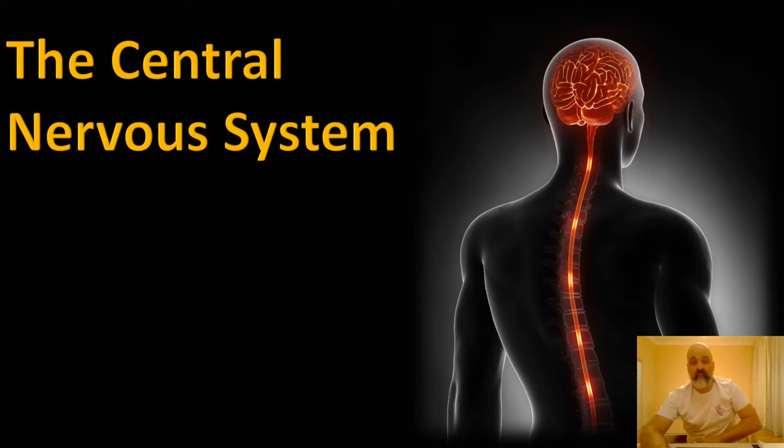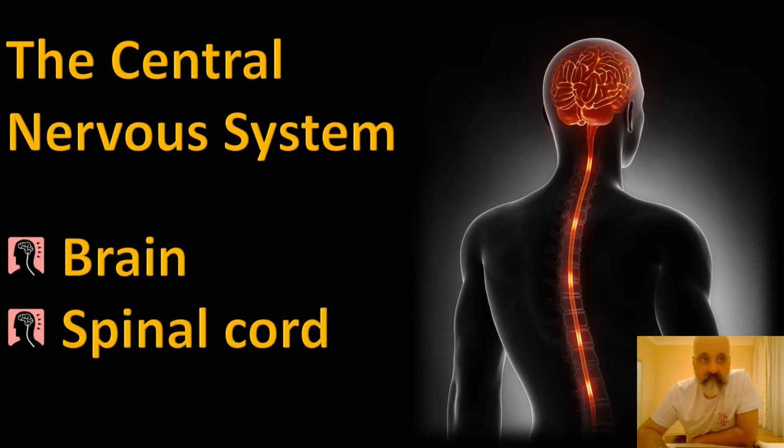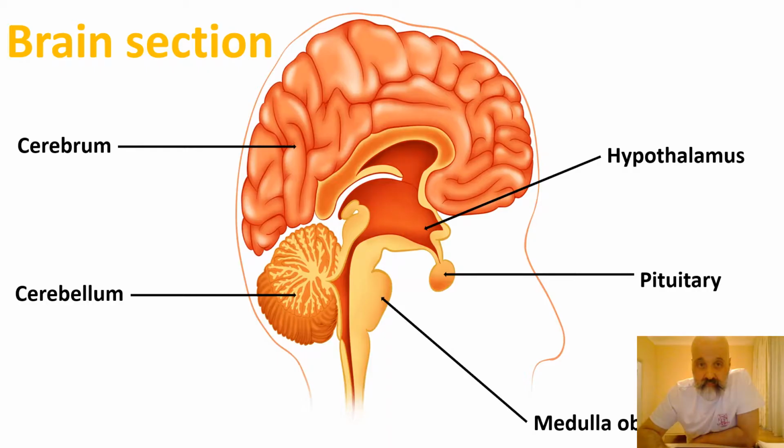So first of all then, the central nervous system. It consists of just two parts, the brain and of course the spinal cord. If we take a look at the brain, there are a number of different parts. There's the cerebrum over on the left. This controls memory and intelligence.